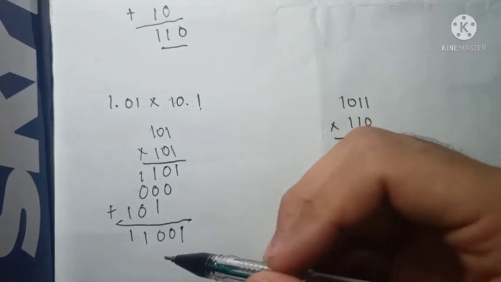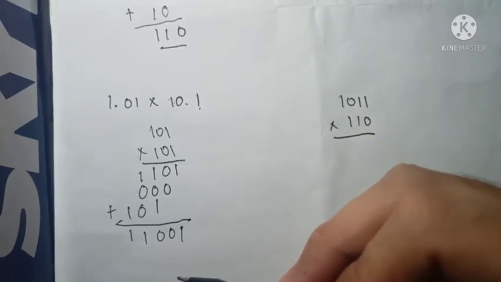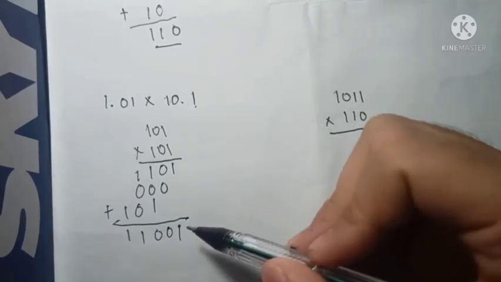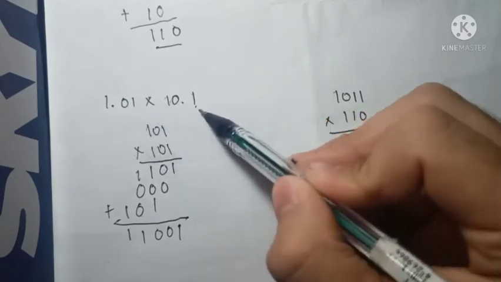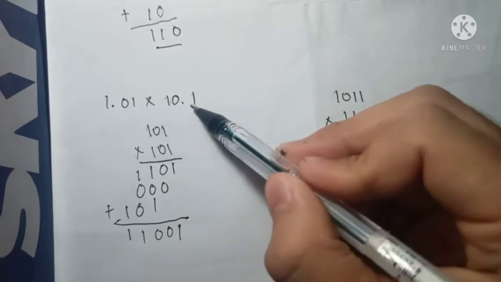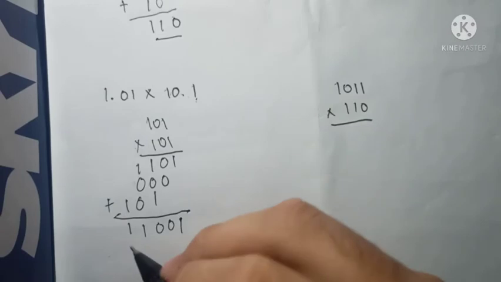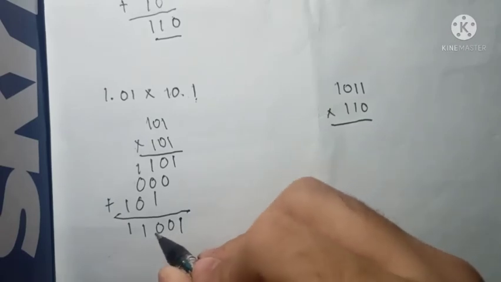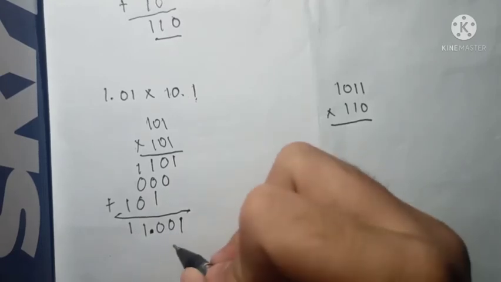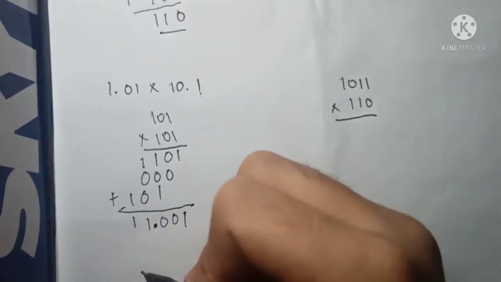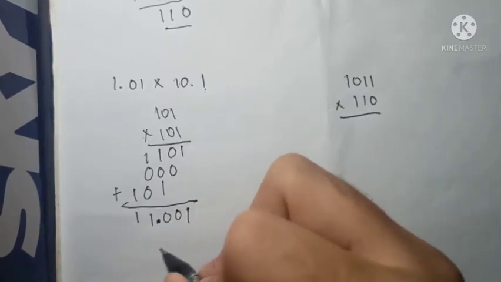After getting the result, now we are going to place the decimal point, which is the sum of the fractional parts of these two numbers. So 1, 2, 3. From the right, we move to the left. 1, 2, 3. So here we will put the decimal point. So this is the answer for fractional multiplication of binary numbers.